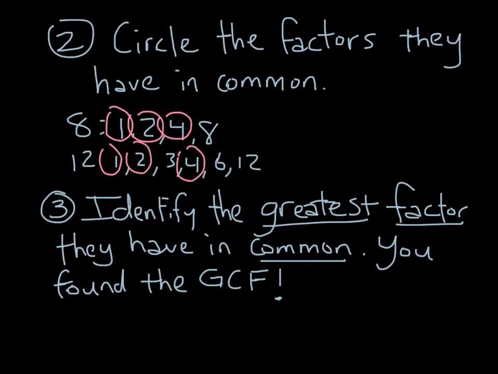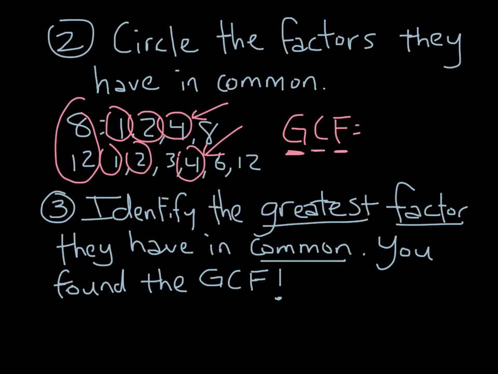So we found that the greatest common factor, or the GCF, greatest common factor of 8 and 12 is 4. It's the largest factor. Remember, largest is the same as greatest. It's the greatest or largest factor that they have in common. So the greatest common factor of 8 and 12 is 4. And there's our answer. Okay?